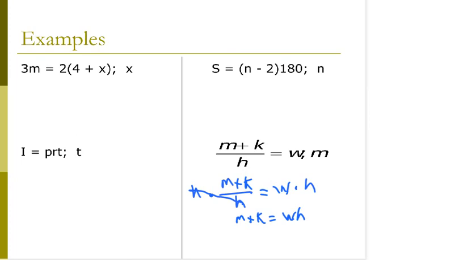So no operation in between the two variables means that you're multiplying them. So we're going to subtract k from both sides of our equation, as a result of inverse operations, and we're left with m is equal to wh minus k. So solving equations does not have to be a big deal. Just make sure that we do this in a very systematic manner.